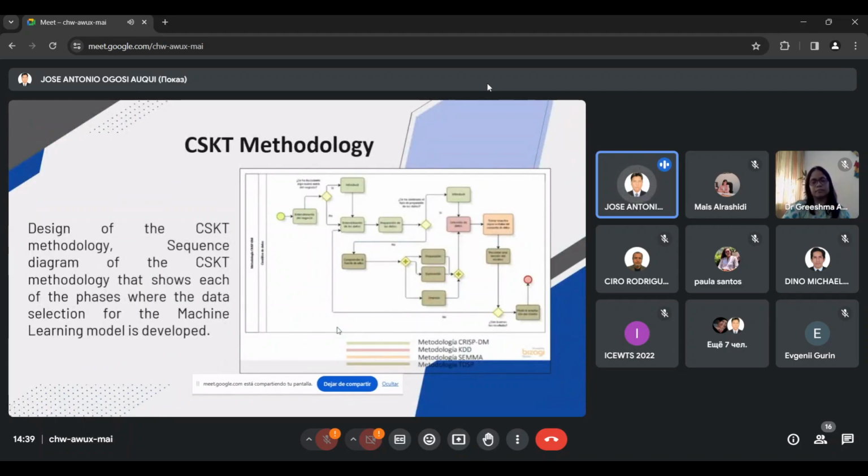Well, this is the CSKT methodology, and this methodology was developed and checked by me and my partners, and it is based on our doctoral study. It is the design of the CSKT methodology, a sequence diagram that shows each of the phases where the data selection for the machine learning modeling is developed. So we have the processing here. This is the whole process.